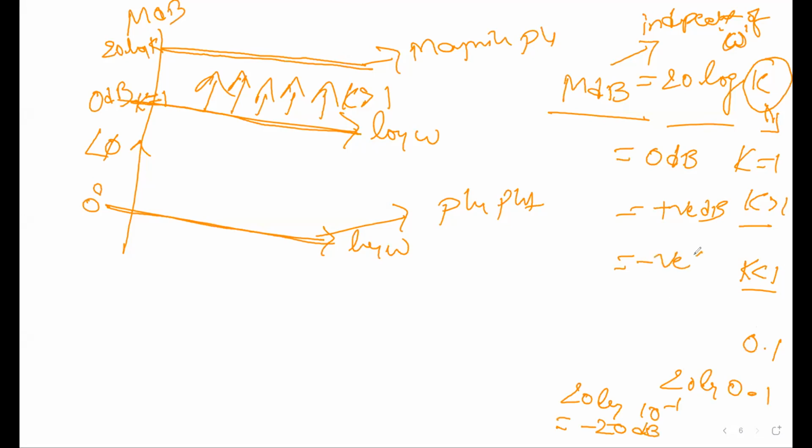Negative dB. So below the horizontal axis, the entire region is k less than 1. This is for this problem only. What I want to explain is that here the magnitude depends upon k, independent of frequency. Now coming to phase plot.